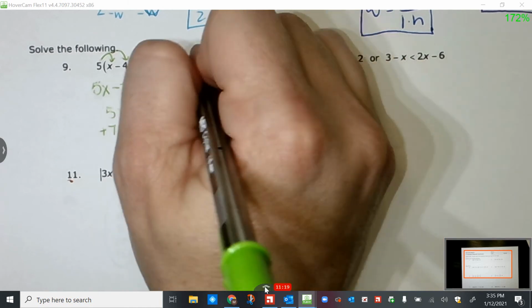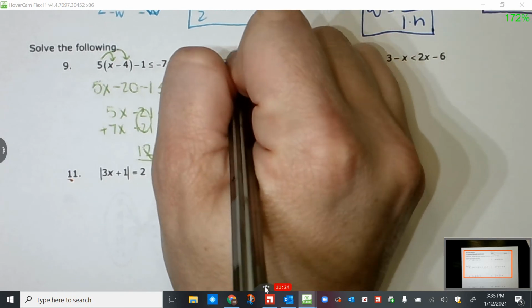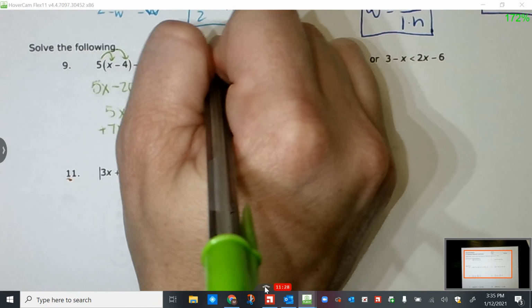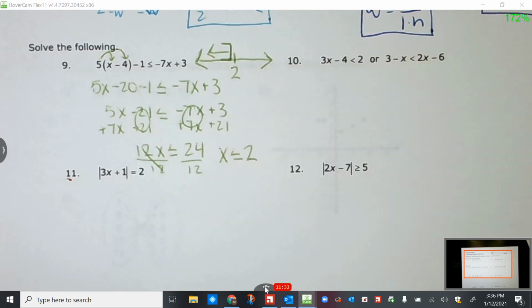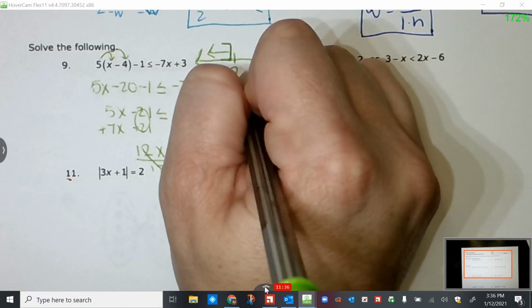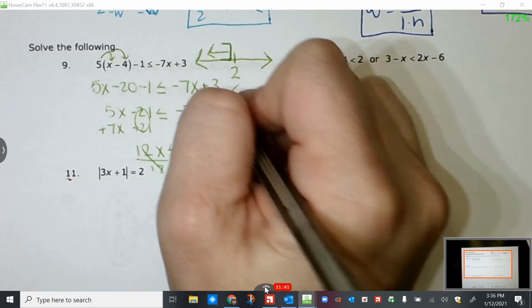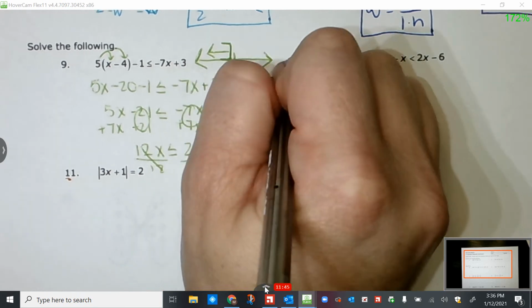Now, if I had to graph that, here is 2. X is less than or equal to. Less goes to the left, equal to gets a bracket. So if we had to write it in that form, it would be negative infinity to 2. So really all of these are your answers.